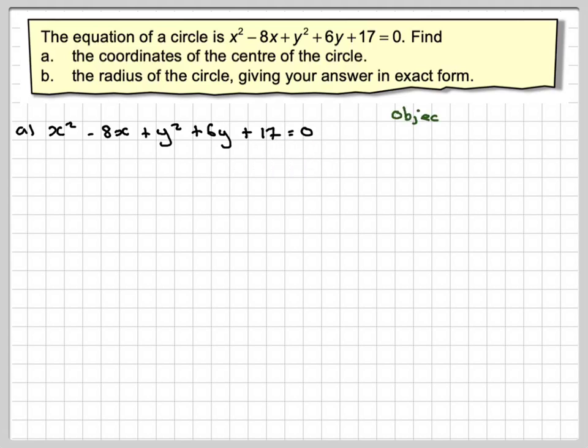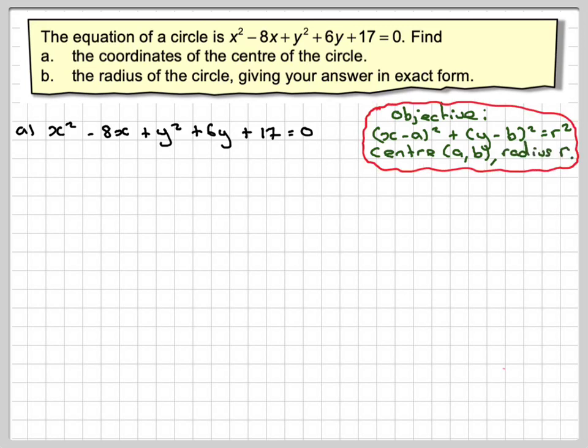Now the objective is to rewrite this into this format: x minus a all squared plus y minus b all squared is equal to r squared, because that will mean that the centre of the circle is (a, b) and the radius will be equal to r. Now in order to do that, let's just write this down.